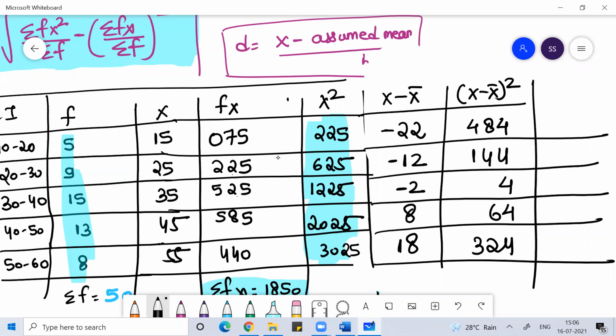So find x minus x bar and do the square of x minus x bar. You know x, right? What is x bar? X bar means mean. X bar you got is 37. I hope you remember, for the same question, you got the x bar as 37. So find x minus x bar. Once you find it, do the square of that. So you get x minus x bar square. Clear everyone? Anyone any doubt?